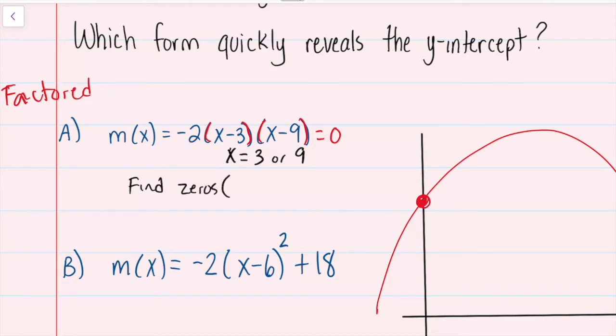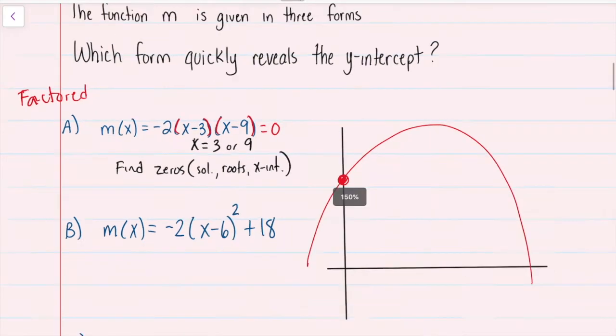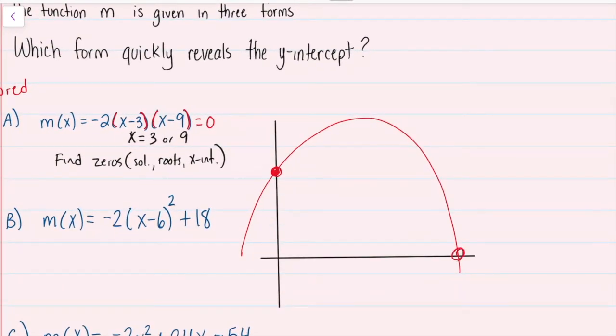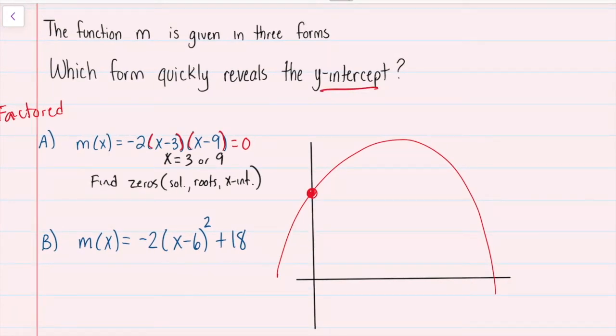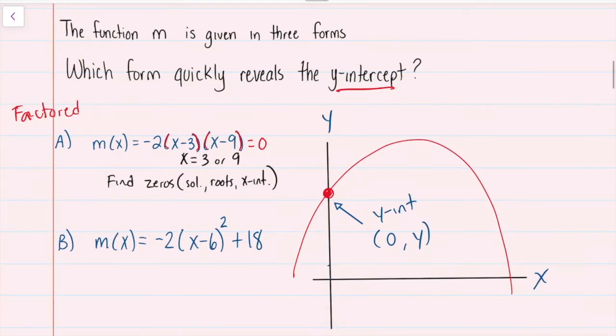Once again, what's another name for zeros? We can call them solutions, we can call them roots, or we can call them x-intercepts. When it comes to this graph, we don't want to find x-intercepts. In this case, what does it say? We want to find the y-intercept. The y-intercept is the one that's crossing the y line right here. It's when y has a value, but x, look, x is right here, so x is 0. So this one is not good for this activity.